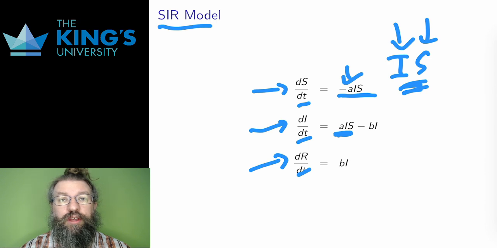And then these infected, some of them will recover. So minus bI, b is some recovery rate. So some of these infected will be removed from infected and put into recovery. This is a negative coefficient in the infected growth rate. So this is removing from infected, and a positive coefficient in the recovered.